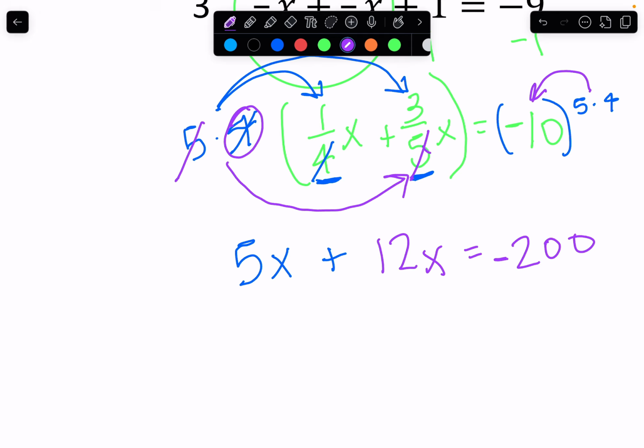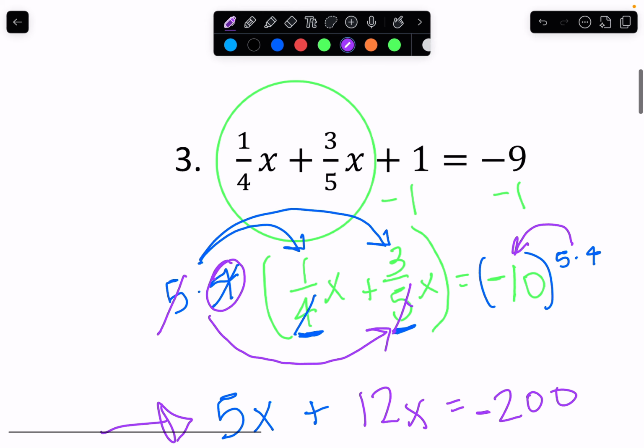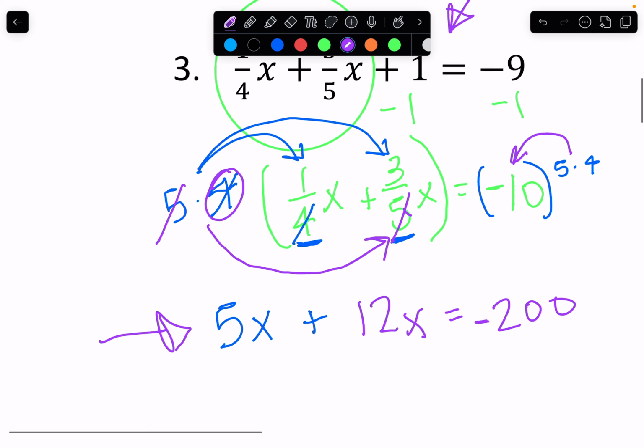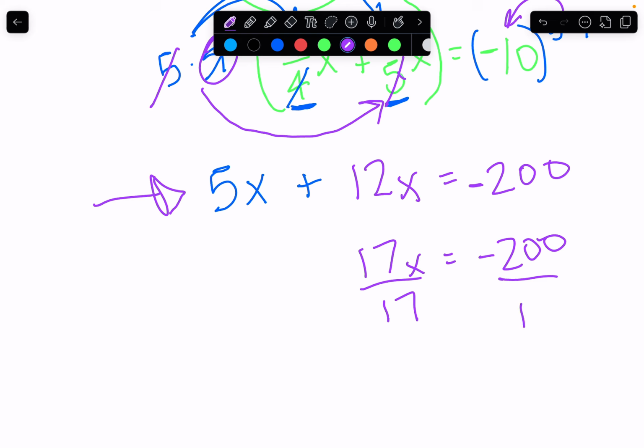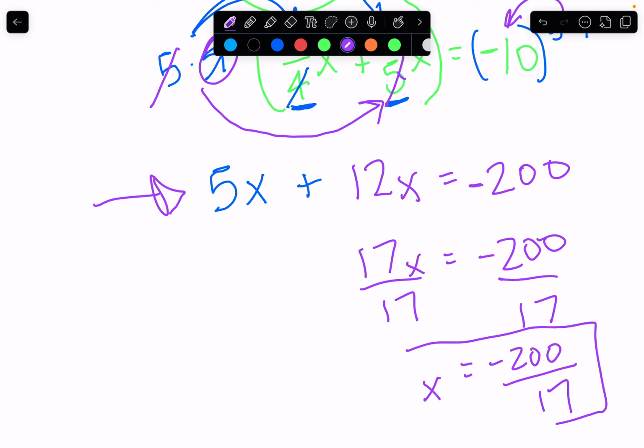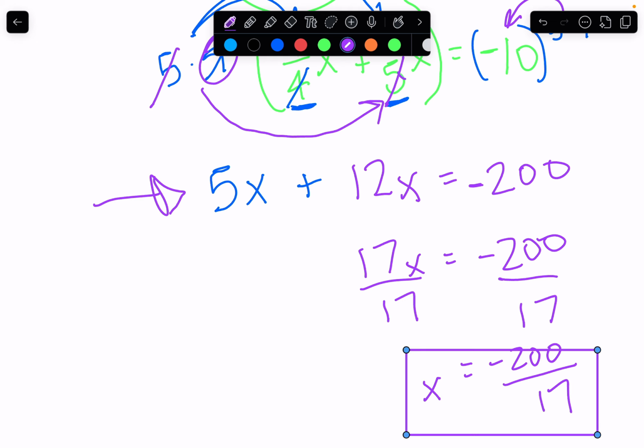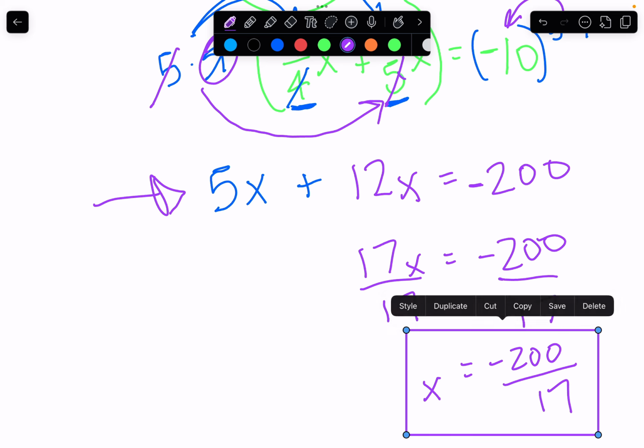Okay? Now this looks so much more appealing than this. But it's really the same equation. I've just manipulated it some, right? So I'm going to get 17x equals negative 200. I'm going to divide by 17, divide by 17. X equals negative 200 divided by 17. Now that looks like a yucky answer, but this is a perfectly acceptable answer in pre-algebra and algebra.